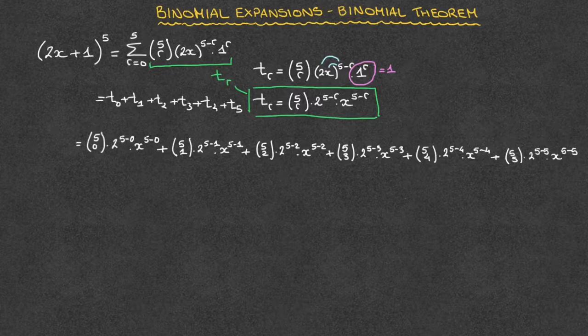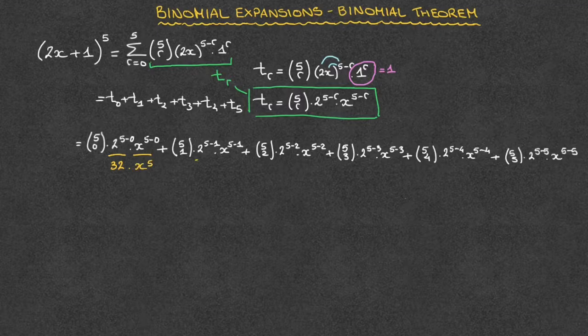And at this stage, we've written all of the terms of this expansion. But we can't stop there. We still need to simplify each of these terms as much as possible. So to get started, let's take care of all these powers of 2 and of x that we see in each of the terms. In the first term, we have 2 to the power of 5 minus 0, so that's 2 to the power of 5, which is equal to 32. And that multiplies x to the power of 5 minus 0, which is x to the power of 5.